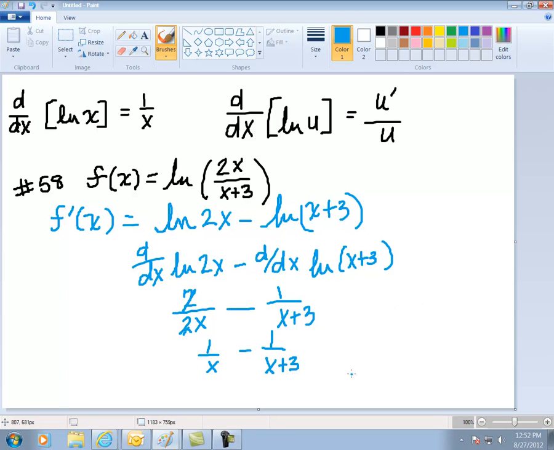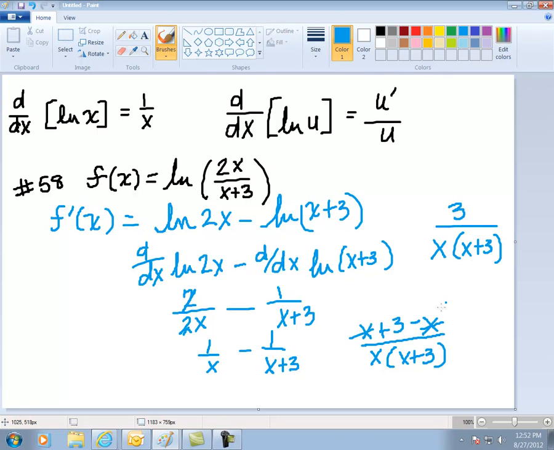Getting a common denominator of x plus 3, my numerator becomes x plus 3 minus x, because I need to multiply this by x plus 3, top and bottom, and multiply this by x, top and bottom. Notice my x's cancel out, and my final answer would be 3 over x plus 3. That's f prime of x.